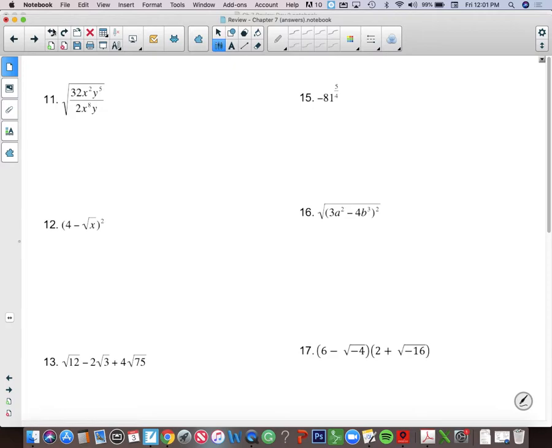So 32 divided by 2 is 16. And then the x's, we're going to have 2 of those cancel out, so we'd have x to the 6th on the bottom. And then we're going to have 1 of those y's cancel out, so we have y to the 4th on top.